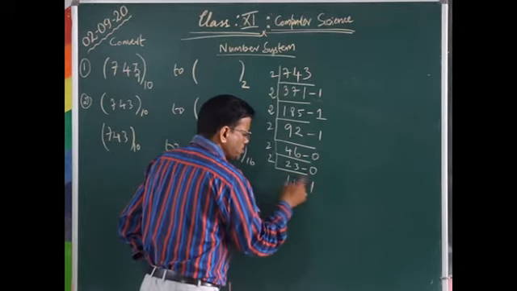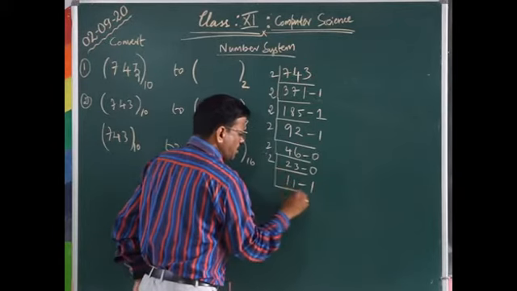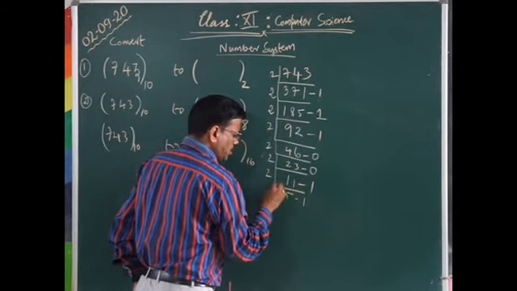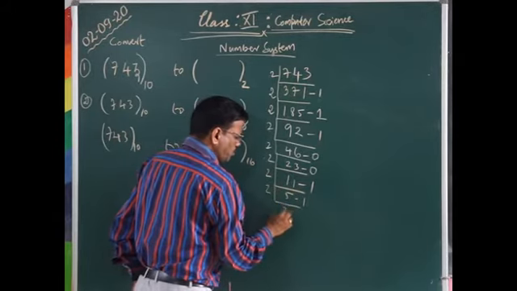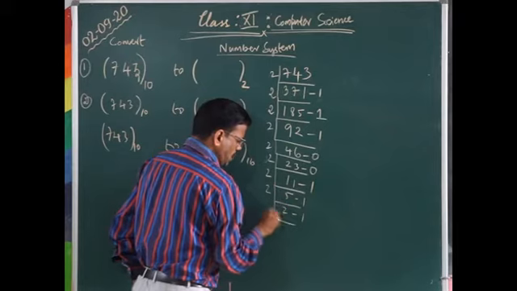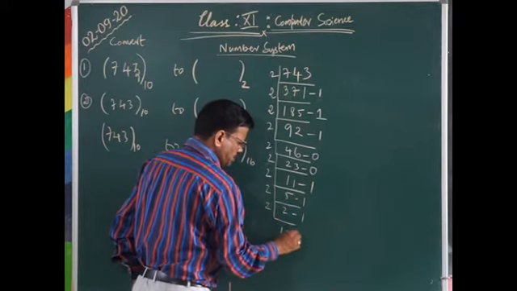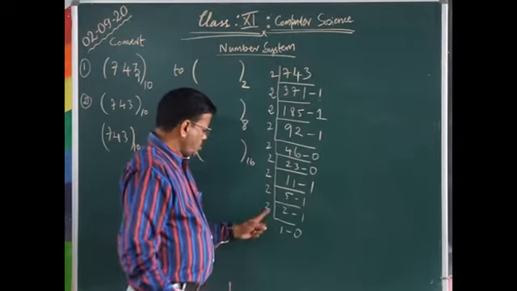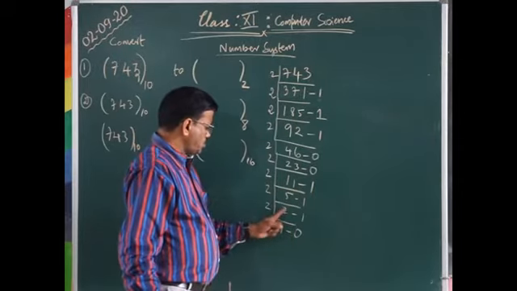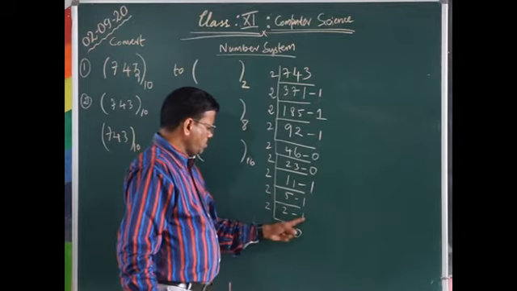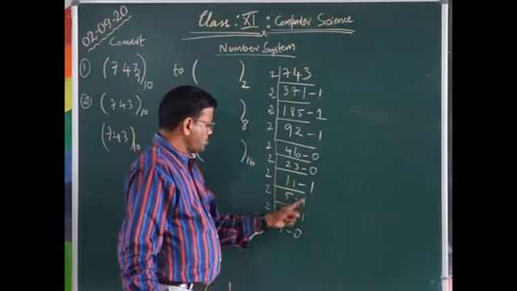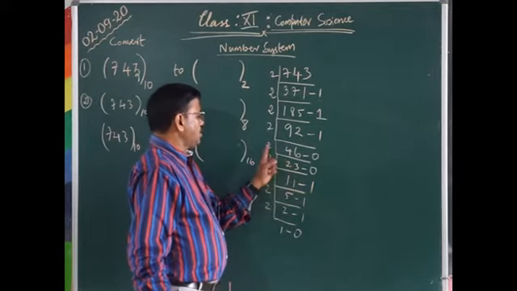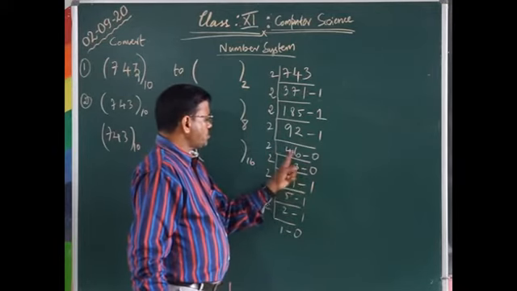2 1s are 2, 2 plus 1 is 3. Again divide. 5 2s are 10, remainder is 1. 2 2s are 4, remainder is 1. Last one. 2 1s are 2, remainder is 0. I repeat again. 2 1s are 2, 2 plus 0 is 2. 2 2s are 4, 4 plus 1 is 5. 5 2s are 10, 10 plus 1 is 11. 11 2s are 22, 22 plus 1 is 23. 23 into 2 is 46 plus 0 is 46.